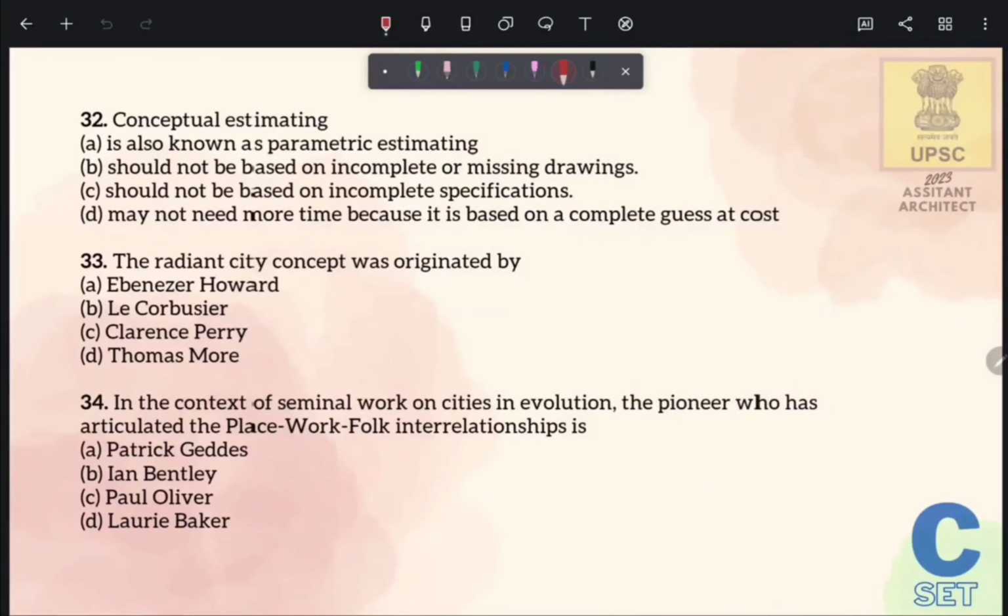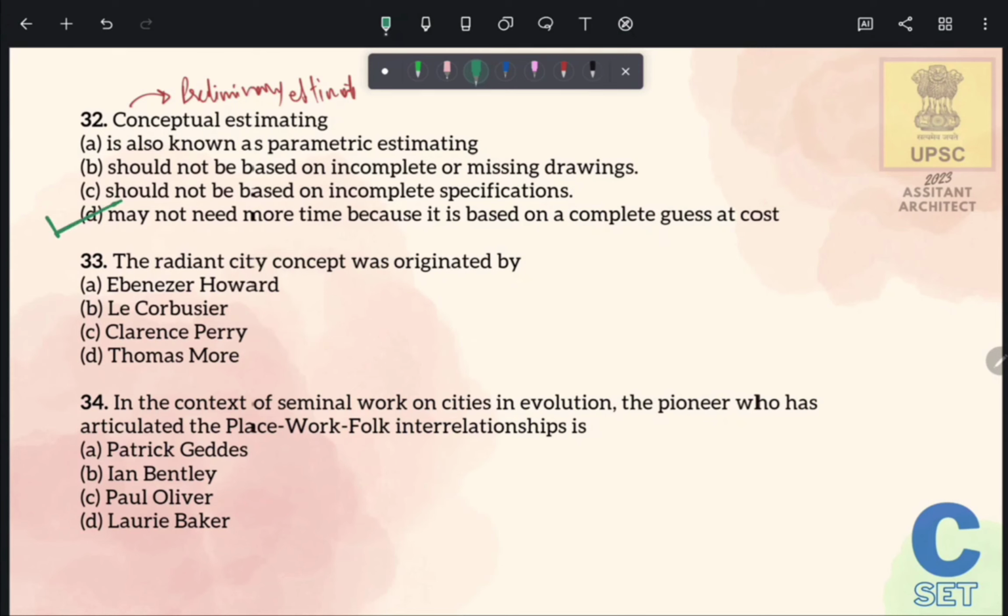Conceptual estimating. So conceptual estimates are also known as preliminary estimates, and these type of estimates are generally prepared in the beginning of a project and generally based on guesswork and do not require very long time for preparation. Therefore, the correct answer of this question is option number D, may not need more time, because it is based on complete guess at cost.